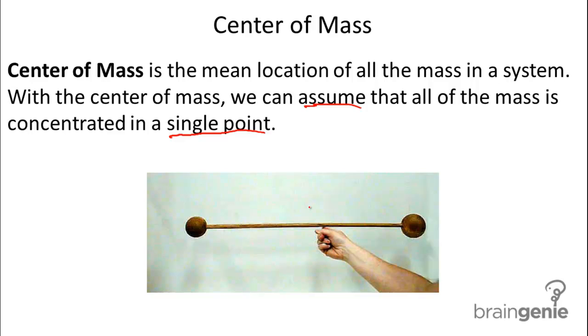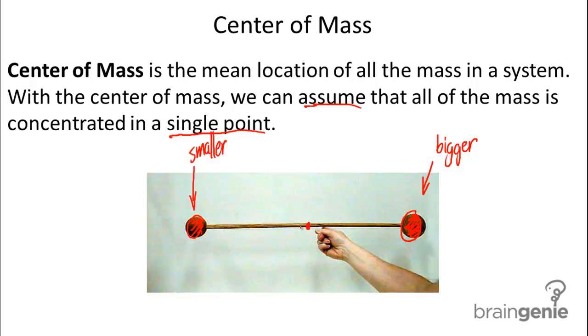If we take a look at this little image here, we have a rod with two wooden balls at either end of the rod. Now, one of these wooden balls is larger than the other, so I'm going to say this one's bigger, greater mass, and this one's smaller. Now, if these two wooden balls were the exact same mass, the exact same size, the center of mass would be in the middle. So the balancing point.